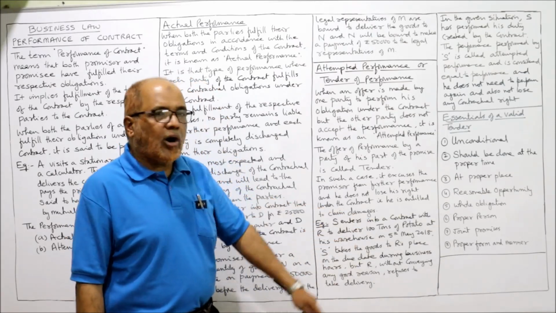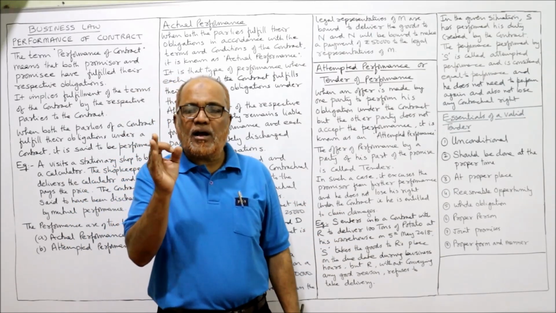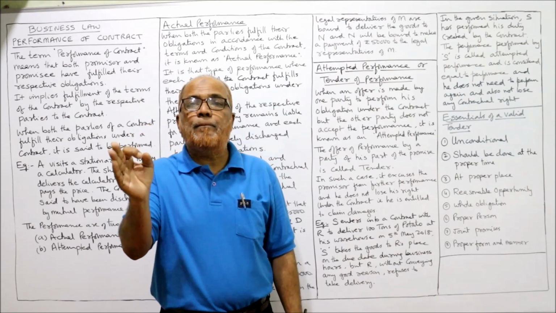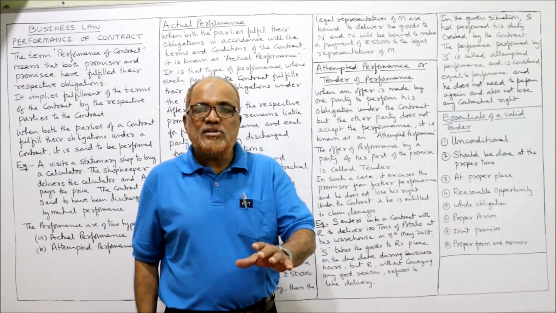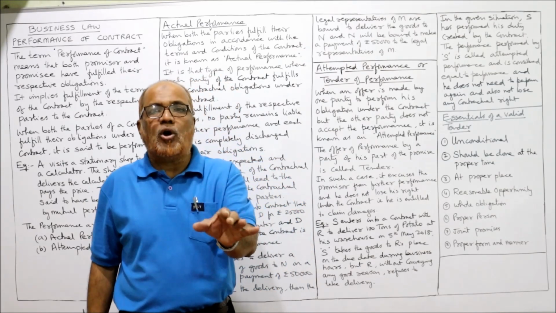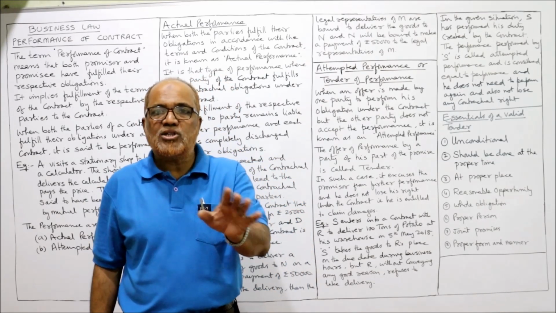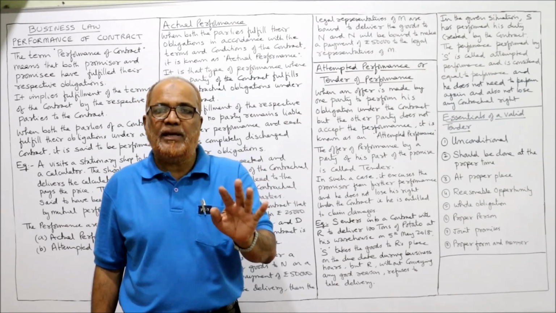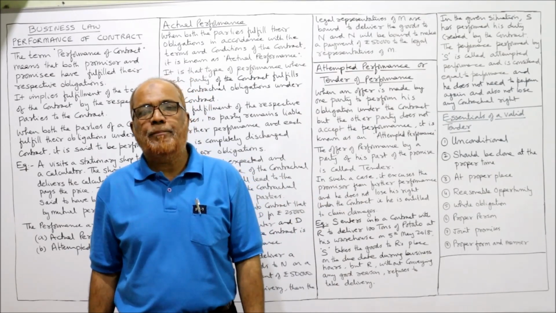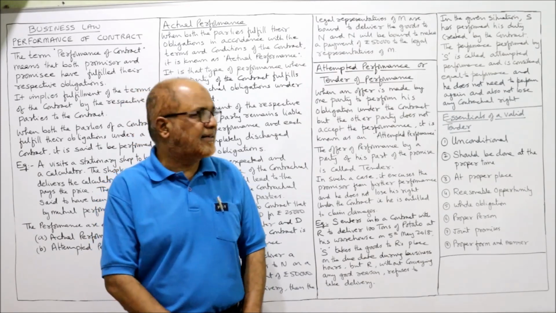Next one, whole obligation. Whatever obligation is there, it should be performed completely by the promiser. The promiser should not complete only part of the obligation. He should complete his whole obligation. Then only will the tender be a valid tender.